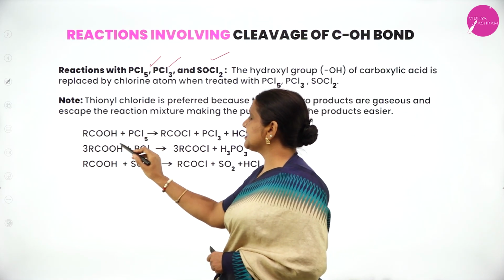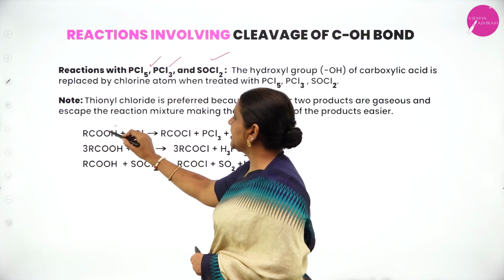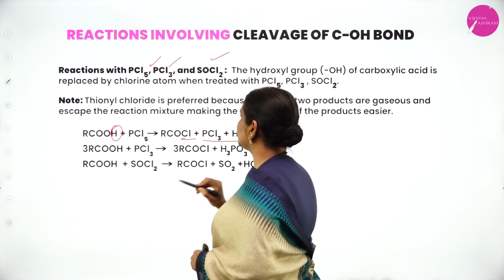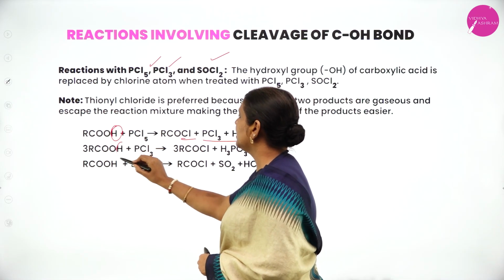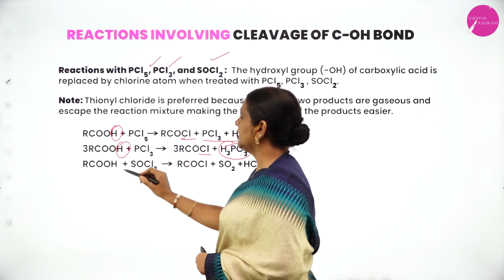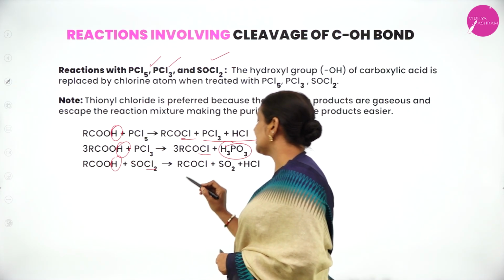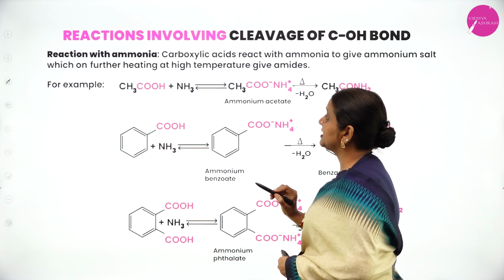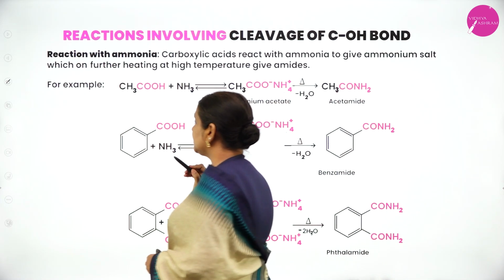Next, reaction with PCl5, PCl3 as well as SOCl2. When carboxylic acid is heated with PCl5, the OH is replaced by Cl. The byproducts are POCl3 plus HCl. When it is treated with PCl3, OH is replaced by Cl and there is formation of H3PO3. With SOCl2, OH is replaced by Cl and it will form RCOCl and SO2 plus what? HCl.